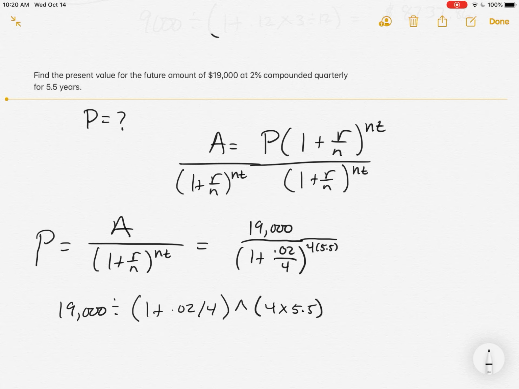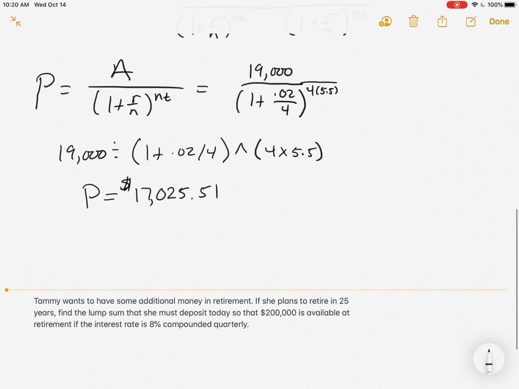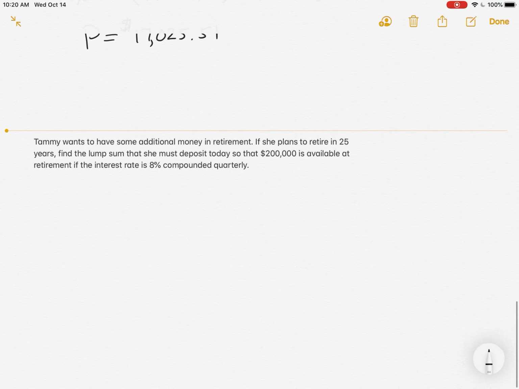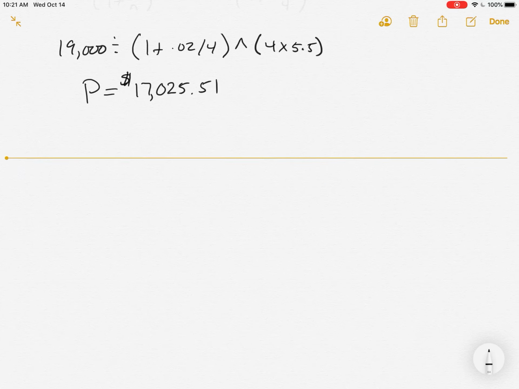And we close that and hit equals, and we find out that what we need right now, the present value, would be $17,025.51. That would be the present value of the account that's going to grow over the next 5.5 years at a 2% rate that's compounded quarterly. Pretty cool. So here's an application, right? A pretty decent application. Whoops. Let me undo maybe.